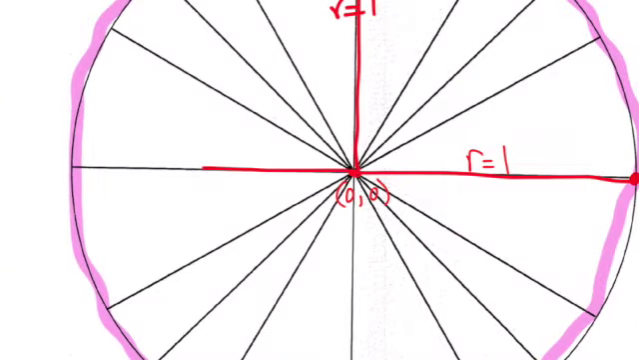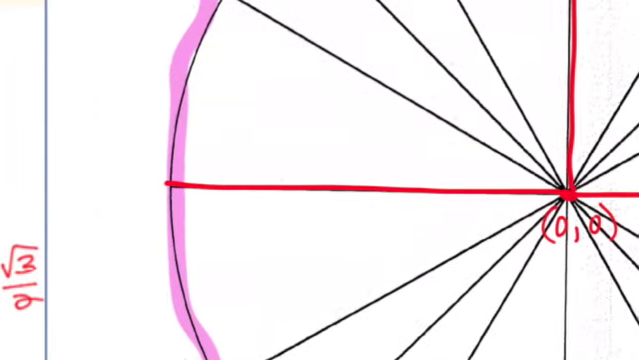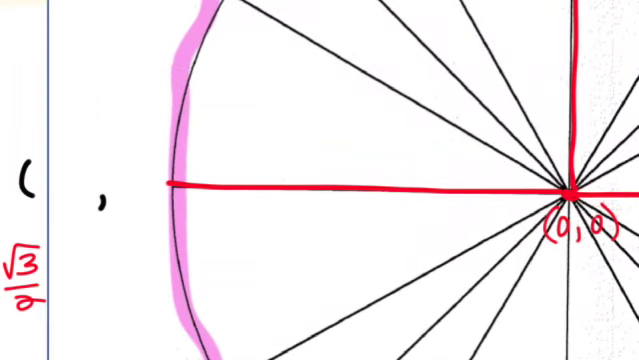Now let's go to the next quadrantal angle. I know my radius here is 1, but now I'm traveling to the left from 0. That means it's going to be negative. So I go left 1, and I don't move at all up or down.